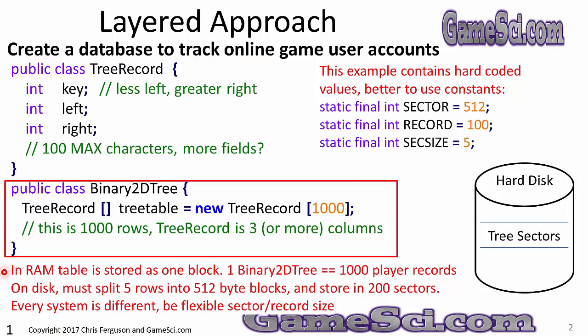In RAM, a table is stored in one block. One binary 2D tree equals 1,000 player records. On disk, we must split 5 rows into 512-byte blocks and store it in 200 sectors. Every system is different. Be sure to be flexible on sector and record size. That's why we want to use constants, so if we need to change it for a different disk drive, it's easy to change.